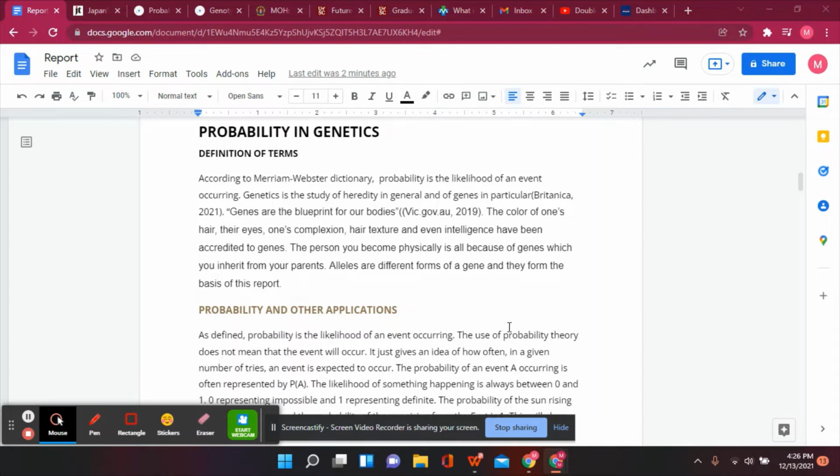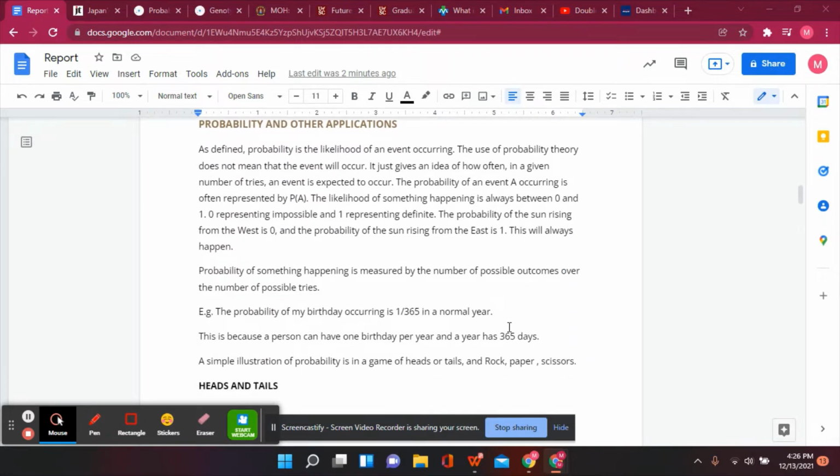So, probability has a lot of applications in the real world, and in this video, we're going to talk about its application in genetics. But before we dive into that, let's just explain a few concepts that we will use as we go through this problem. Probability itself has been defined as the number of possible outcomes over the number of possible tries. And this can be illustrated by the probability of my birthday occurring in a year. Well, a person can only have one birthday, but how many days are there in a year? 365. So the probability of a day being my birthday is 1 over 365.